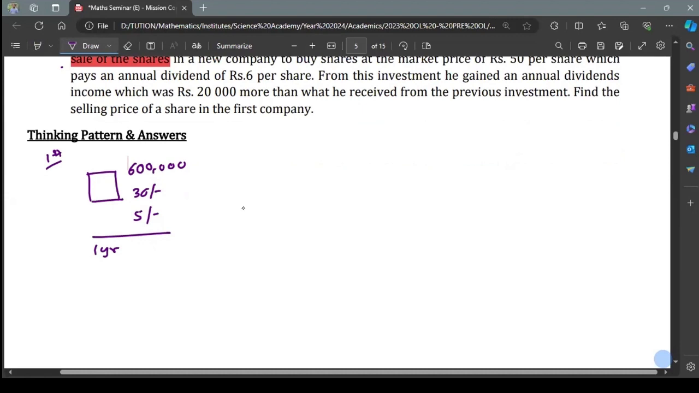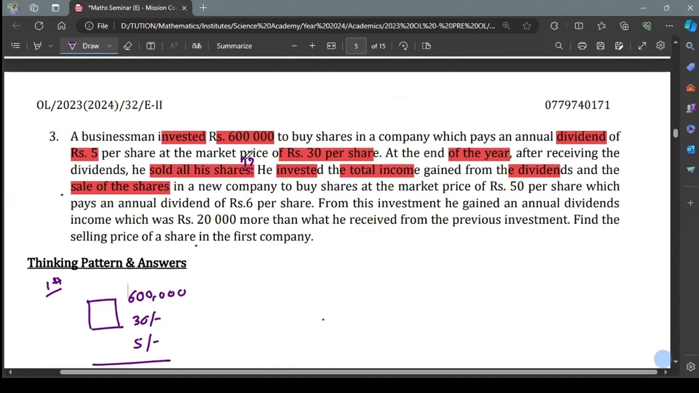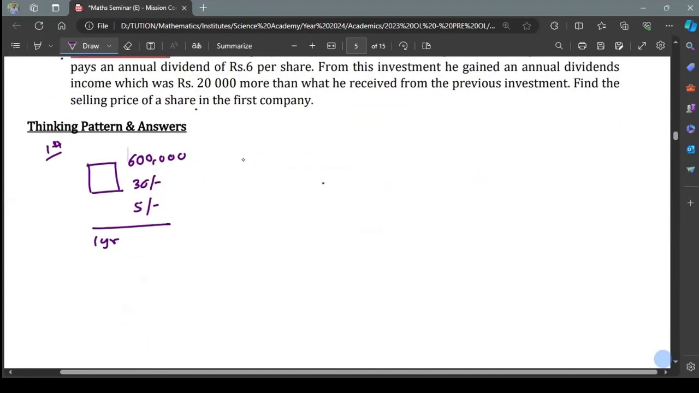I don't know for how much he sold. That's why I put a question mark here. That question mark, I will take it as X. I don't know how many rupees he sold that for. Maybe for 35 rupees, maybe for 25 rupees, maybe for 40 rupees. So I will take that amount as X rupees. So this is the selling price of a share. All right, now what we are going to do.